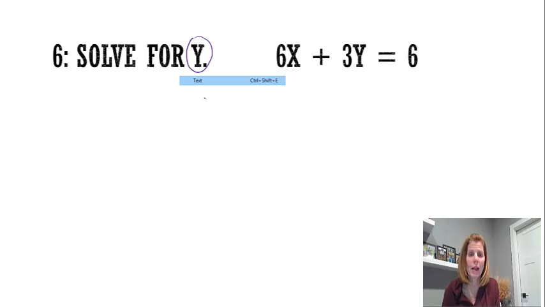All right, welcome back. Let's go ahead and draw our mobile balances here. Notice it says 6 x's, so I'm going to draw 6 x's. 1, 2, 3, 4, 5, 6. And then we've got 3 y's, 1, 2, 3. And then on the right side, I have 6.